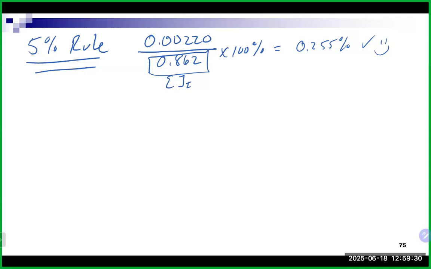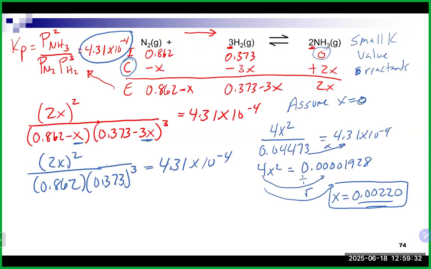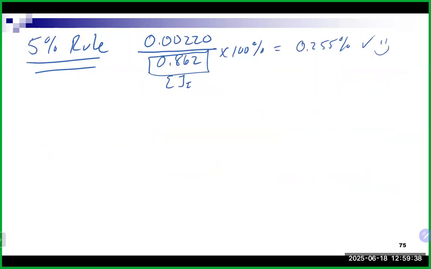You could actually do it for both of them. So you could have done it from this one as well. And for example, since it was 3x, you could have taken 3 times 0.00220 and divided it by 0.323, I think.